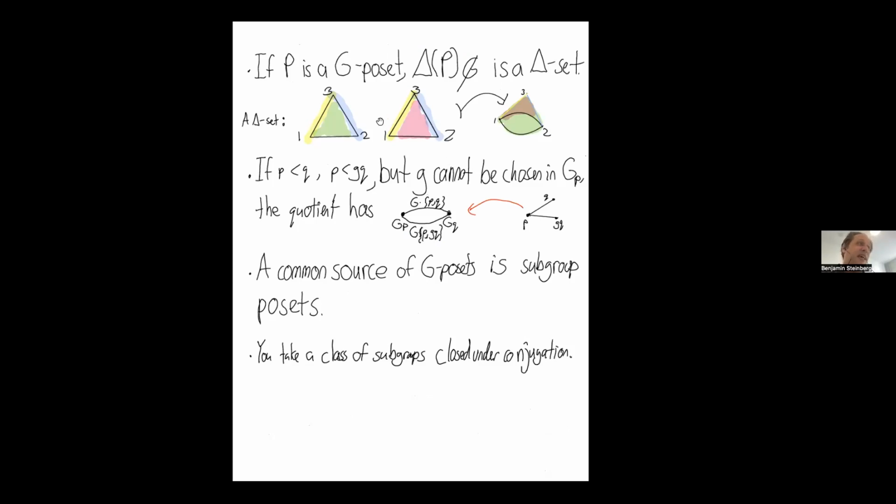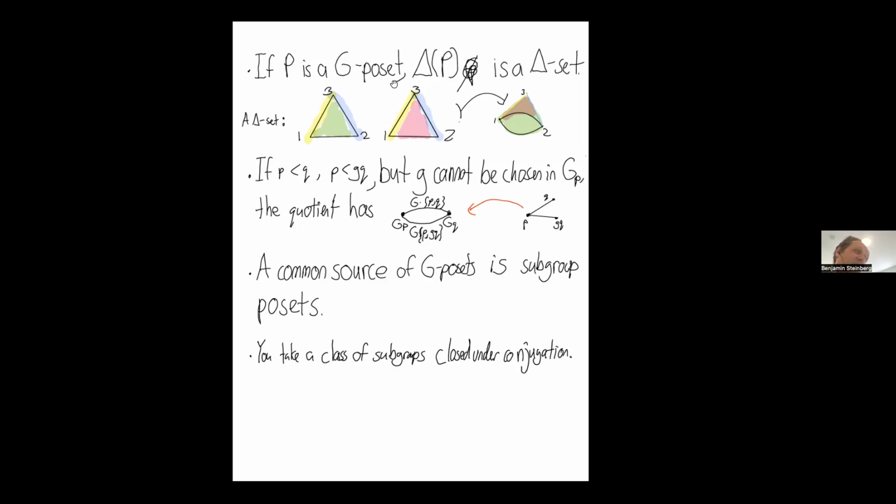Now, if I have a poset with a group action, so a G-poset, I have a group G, and it acts on the poset P by order preserving maps, then immediately, I'm not sure where that symbol came from. Sorry, there's a typo here. I don't know where that symbol came from, so ignore that. It just appeared there mysteriously.